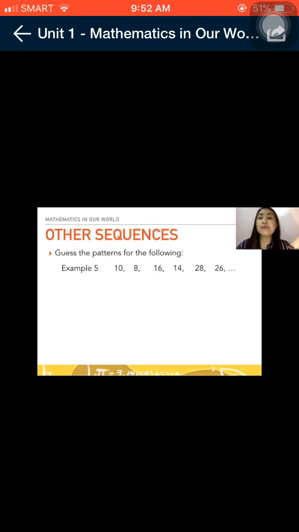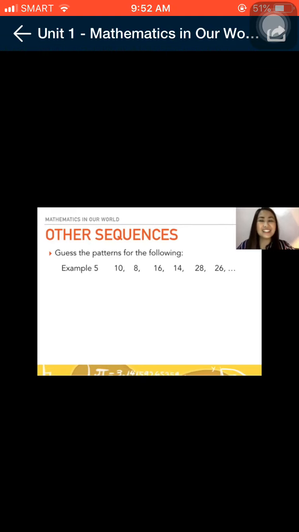Let's look at example 5. You have to guess what the pattern is for these numbers. What's the pattern in this sequence? Okay, you can pause the video again, then think carefully what the pattern is.